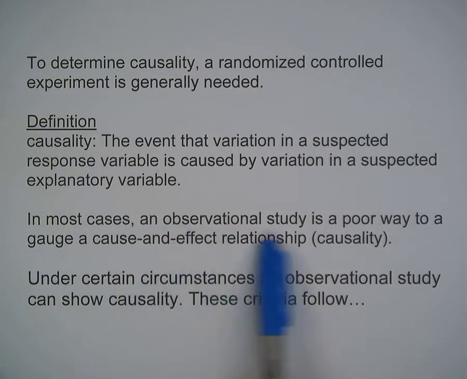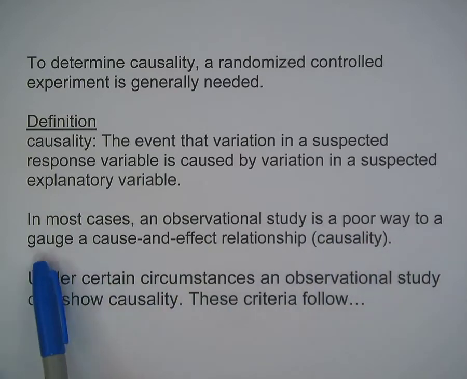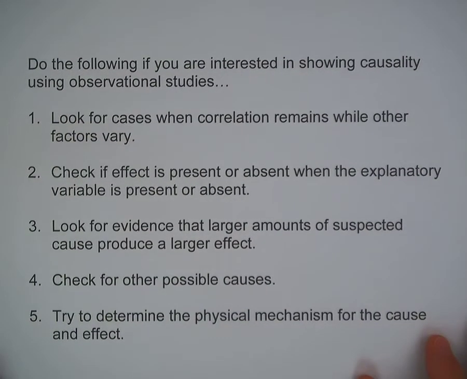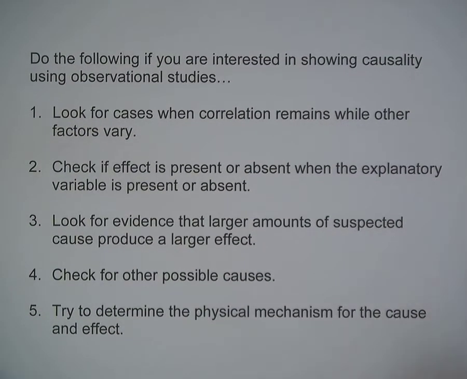In most cases, an observational study is a poor way to gauge a cause and effect relationship, or to gauge causality. But under certain circumstances, an observational study can show causality. To do that, you have to follow certain criteria. So do the following if you're interested in showing causality using observational studies. I'll run through the 5 criteria.